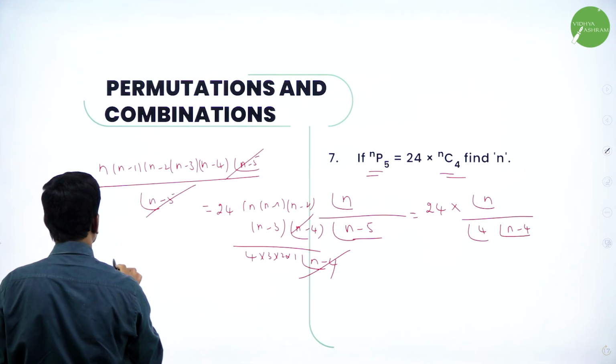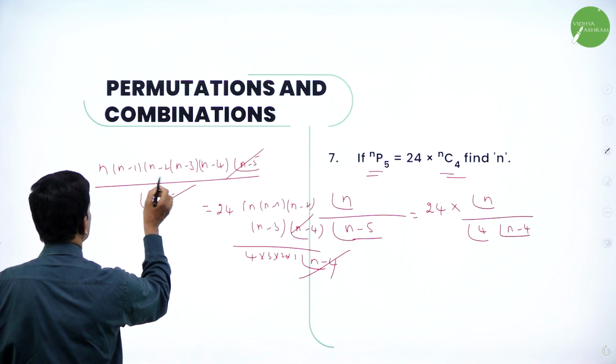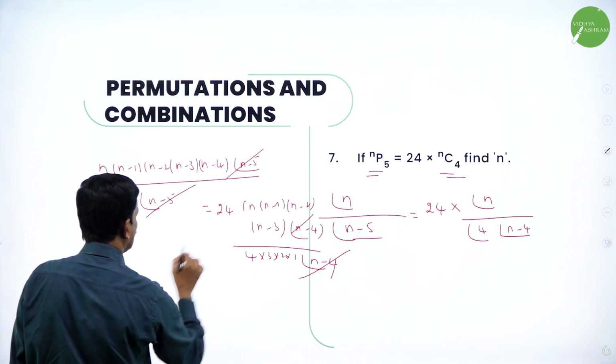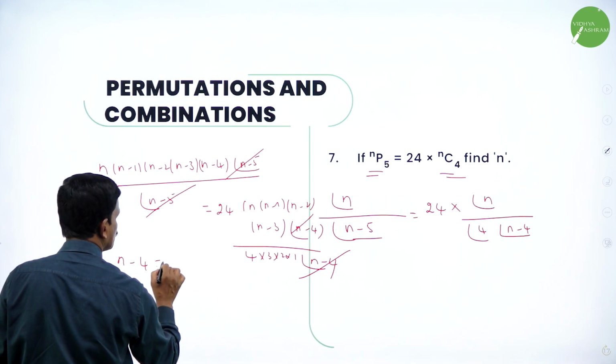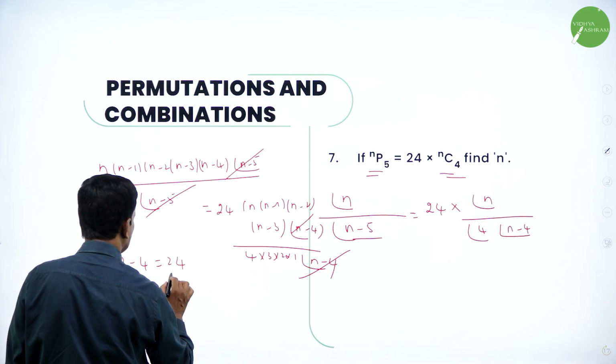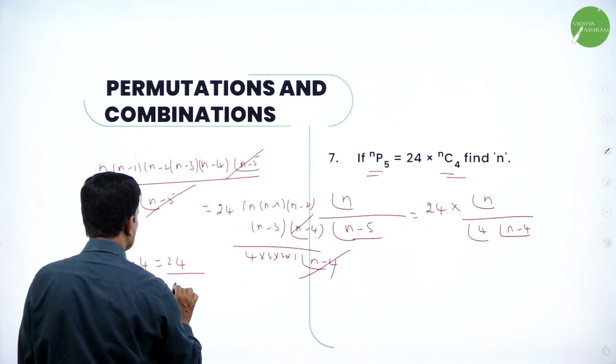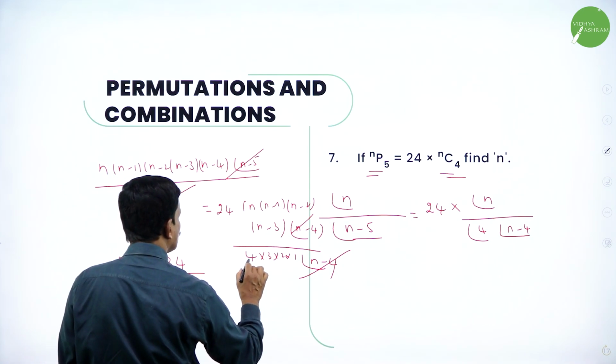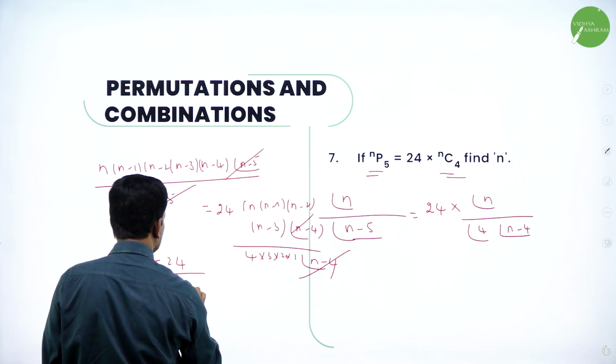So, here you can cancel. If you simplify this, N minus 1, N minus 2, everything gets cancelled. N minus 4 is equal to 24 divided by 4 factorial. That is, 4 factorial is nothing but 4 times 3 is 12, times 2 is 24.